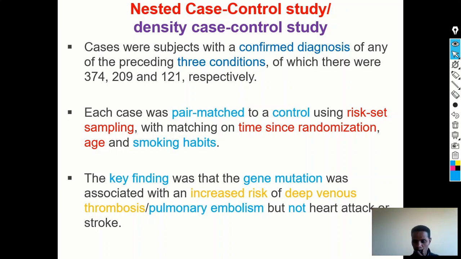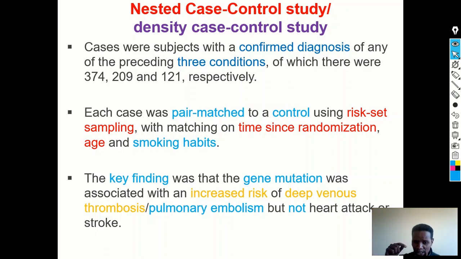Each case was pair matched to a control using risk set sampling. The sampling method should be appropriate. Matching was done on time since randomization, age, and smoking habit; these variables were matched.